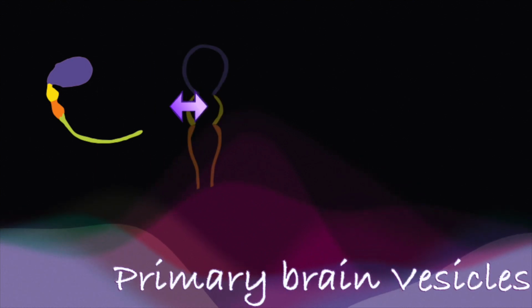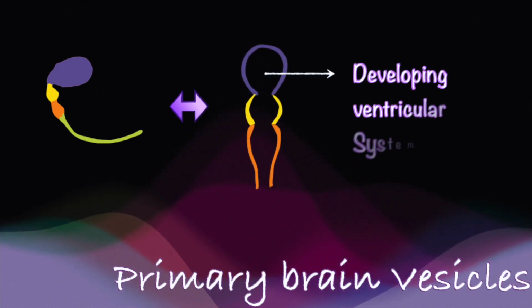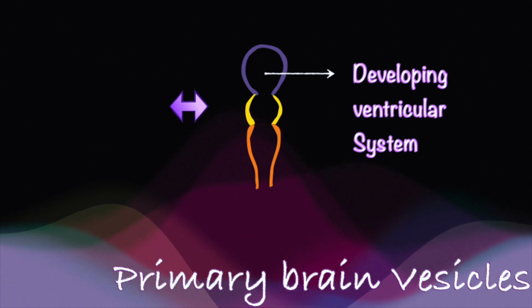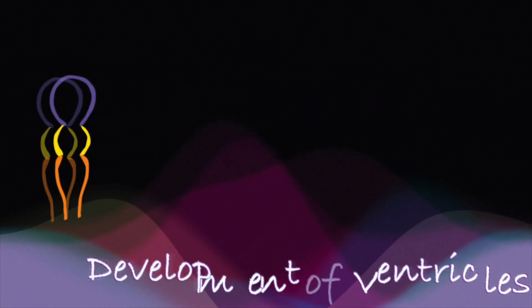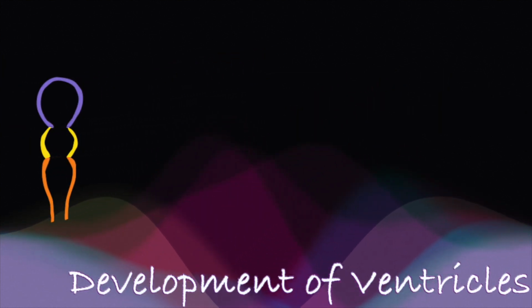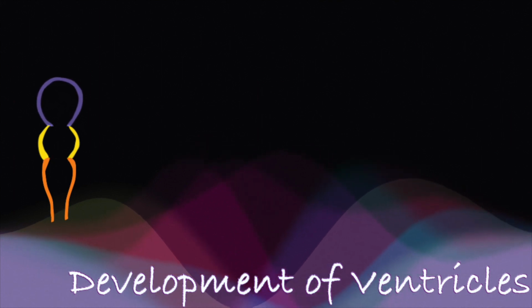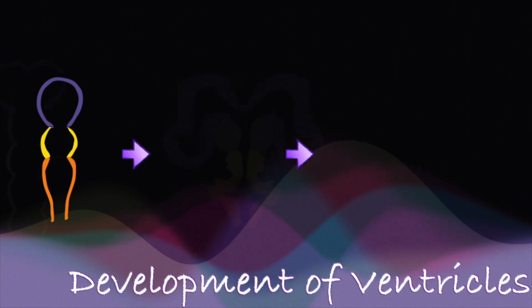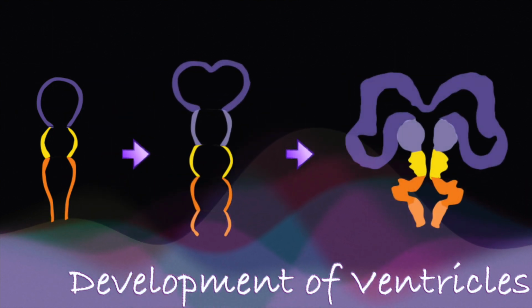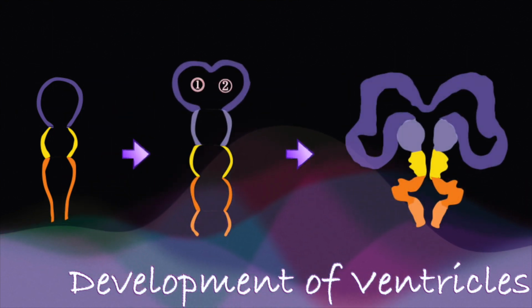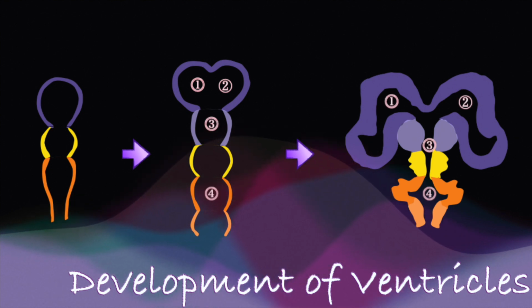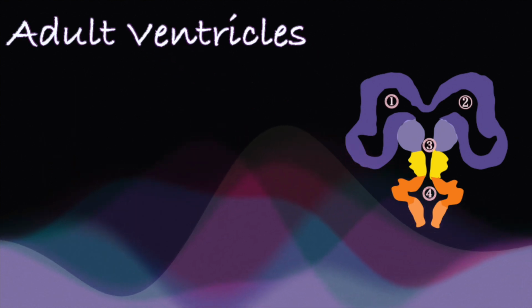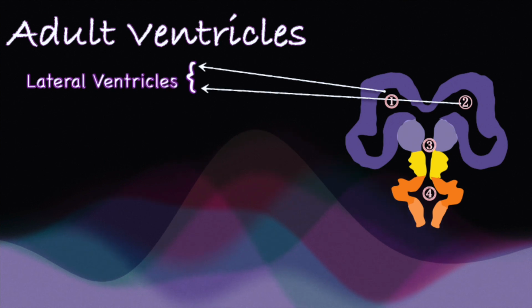Now let's come to the ventricular system, which is developing within the brain. Within each of the primary vesicles, we have its corresponding ventricle: one for prosencephalon, one for mesencephalon, and one for rhombencephalon. As the forebrain develops into two cerebral hemispheres, each hemisphere has its own ventricle. Like this, we get a total of 4 ventricles. So finally, we have 2 lateral ventricles, one for each cerebral hemisphere.